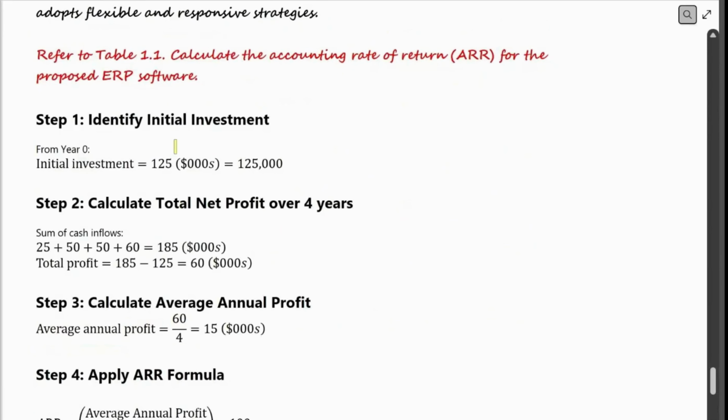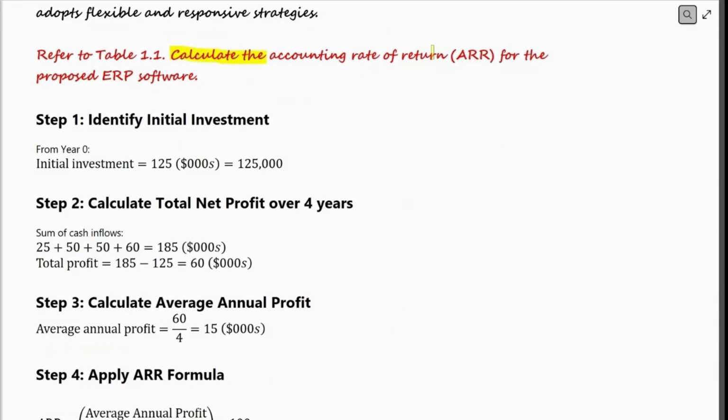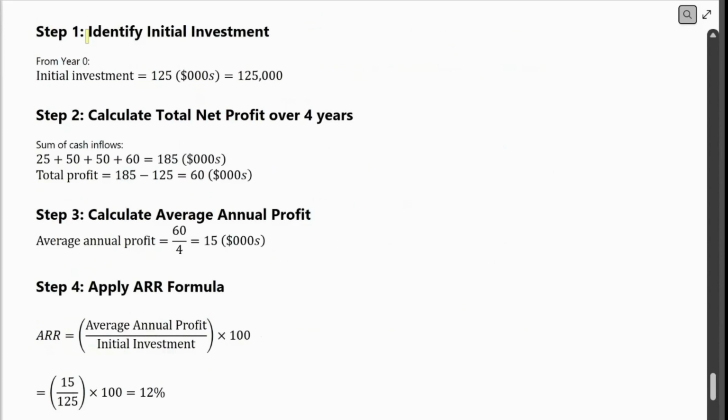Now, this question had great dispute amongst the students, where you were supposed to calculate the accounting rate of return, ARR, for the proposed ERP software. So step one involved identifying the initial investment. From year zero, the initial investment was 125,000. Then calculate the total net profit over 4 years. So we need to sum the cash flows. These were the four figures of the cash flows, where the answer was 185. For the total profit, we need to subtract the investment over here. That turned out to be 60.